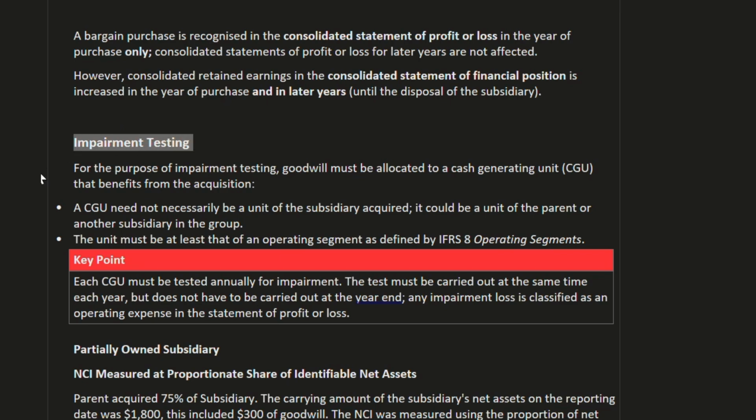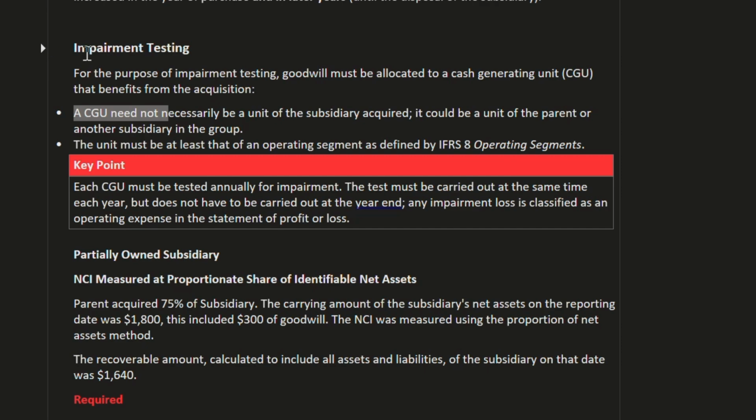Impairment testing. For the purpose of impairment testing, goodwill must be allocated to a cash generating unit, CGU, that benefits from the acquisition. A CGU need not necessarily be a unit of the subsidiary acquired. It could be a unit of the parent or another subsidiary in the group. The unit must be at least that of an operating segment as defined by IFRS 8 Operating Segments.